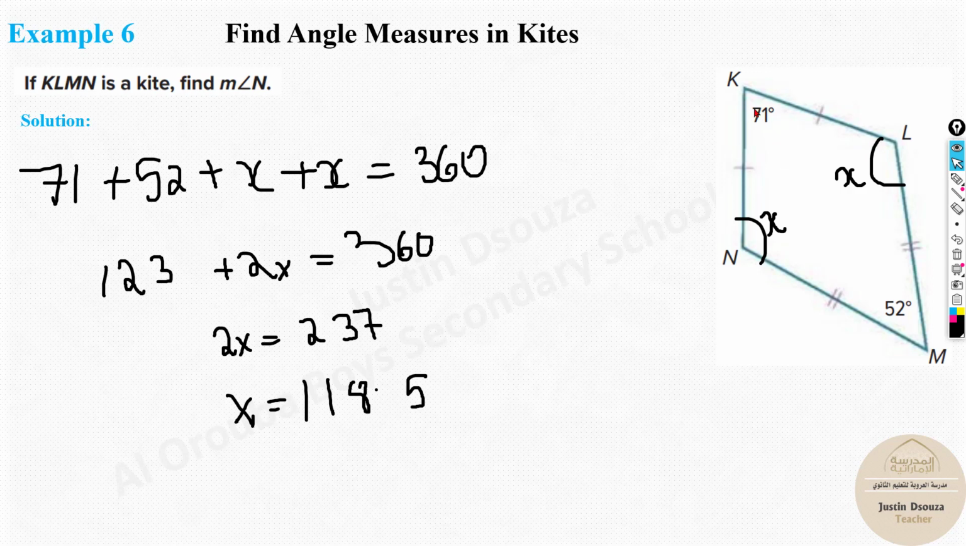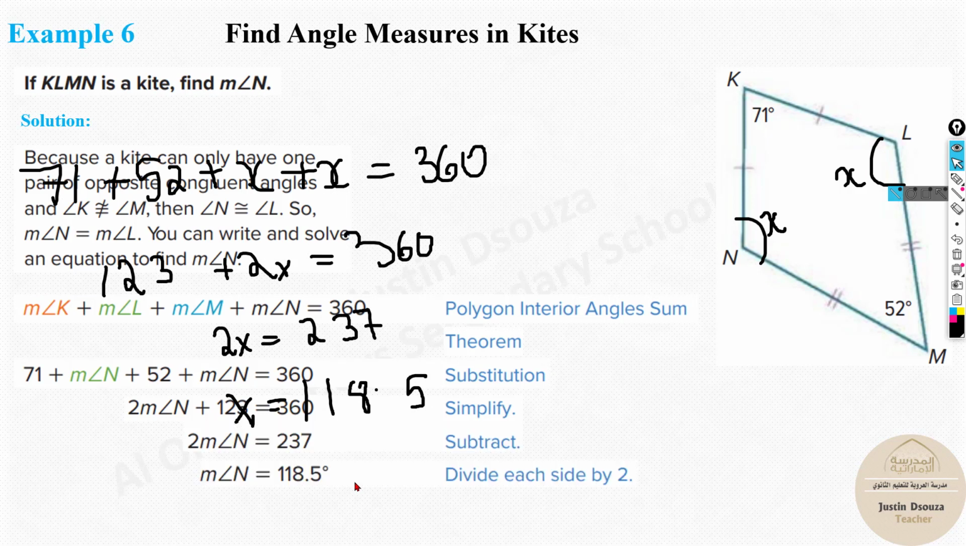This is how you can easily solve. Add all the angles. N and L will be equal. Why? Because in a kite, one pair of opposite angles are equal. So if these two are not, these two are. And that's how we solve it.